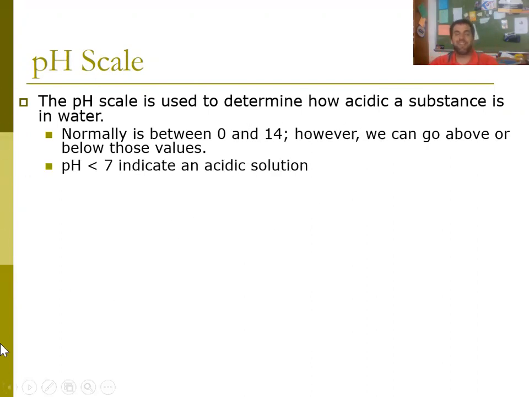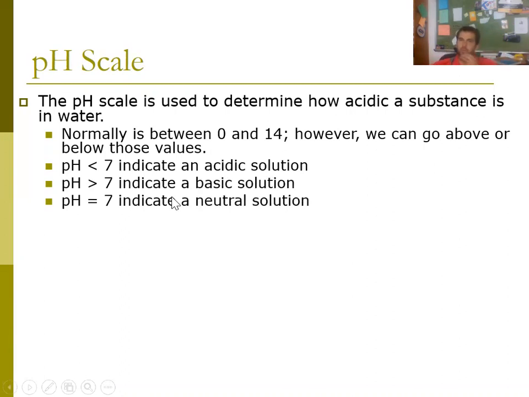A pH of less than 7 indicates something that is acidic. So anything that's an acid is going to be below 7 on a pH scale. Anything above 7 on a pH scale is basic, and 7 indicates a neutral solution.